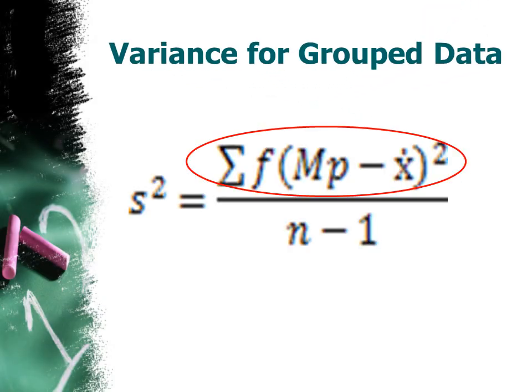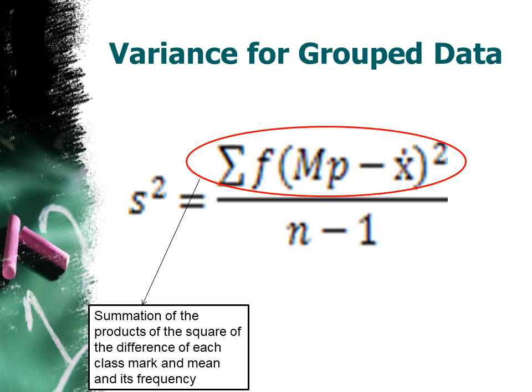So again, I would like to emphasize that what's in the numerator is the summation of the products of the square of the difference of each class mark and the mean, and its frequency. So kunin muna natin yung class mark, tapos, i-minus natin. So, na-compute natin na mean for that particular group data.